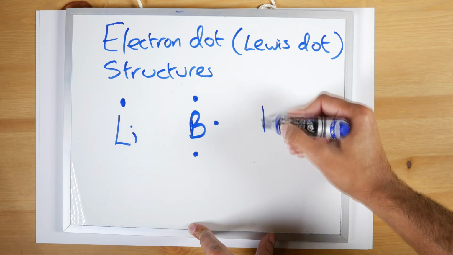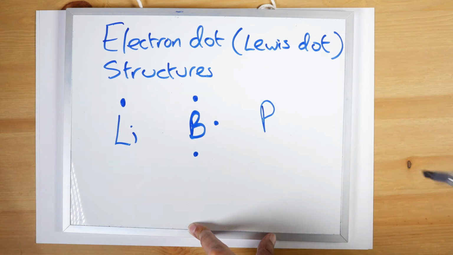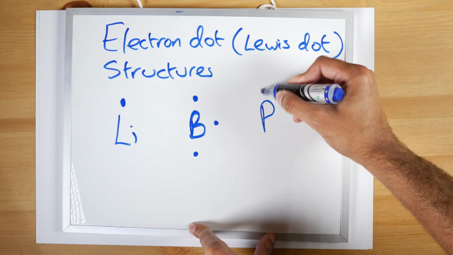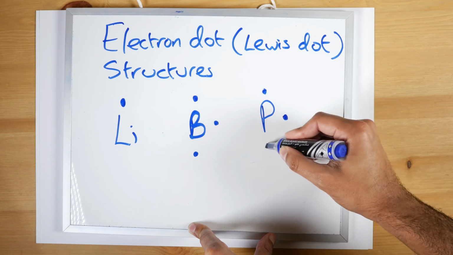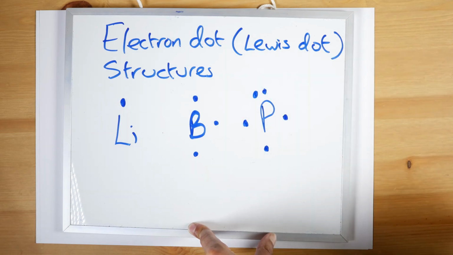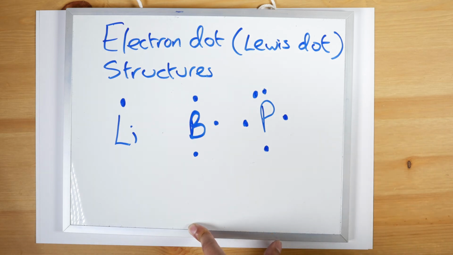Phosphorus. Now, phosphorus is in group 15, so it has 5 valence electrons. So the way we do it, you go 1, 2, 3, 4, 5, like so. Okay? Nice and easy. The next one is going to be chlorine.